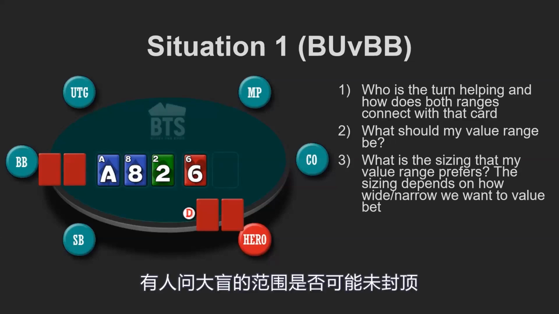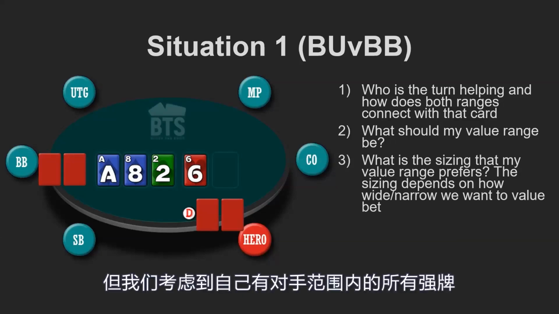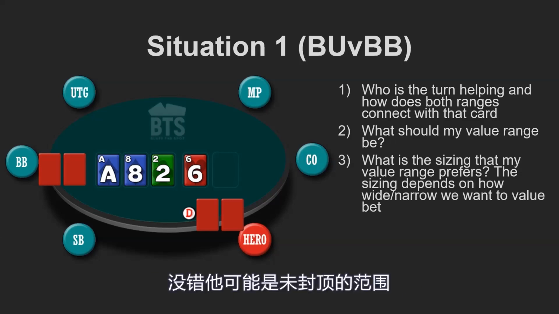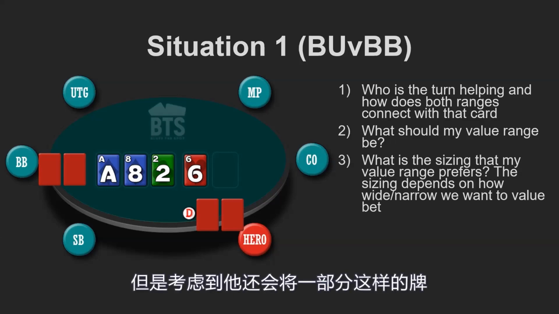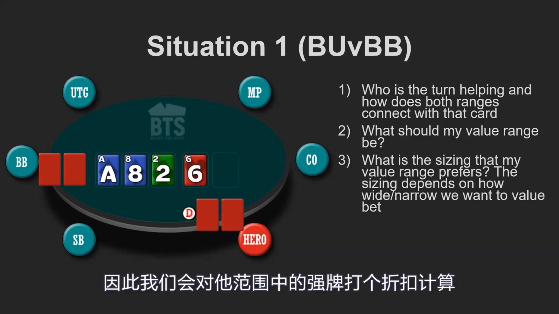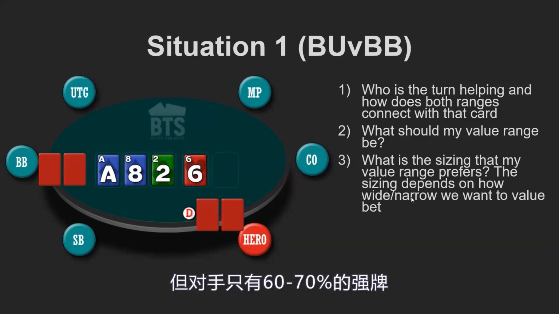Young guy is asking, is he out of position still capped though? I mean, yes, but he doesn't have all the strong hands that we have. So we have ace deuce, ace 8, pocket deuce. We have pocket sixes. We have ace 6 suited. Maybe he's still uncapped, but the thing is that he's going to be raising some strong hands on the flop as well. So we can discount some really strong hands that he can have, but we are actually betting all of our strong hands on the flop. So we get to the turn with every strong hand, but he's going to get there with maybe, I don't know, 60, 70%.